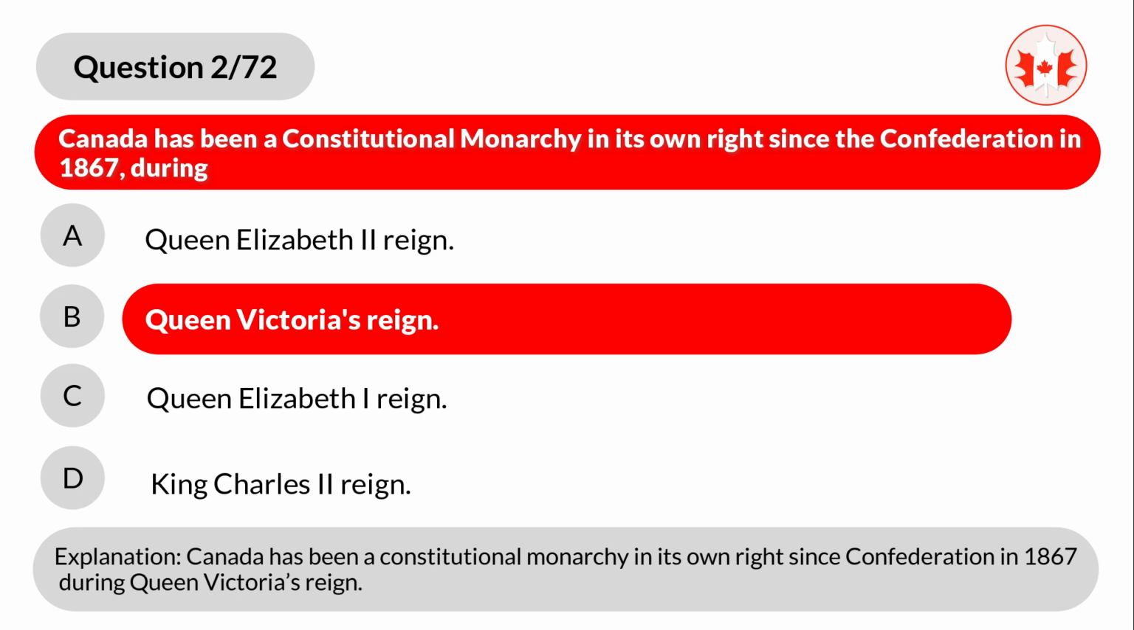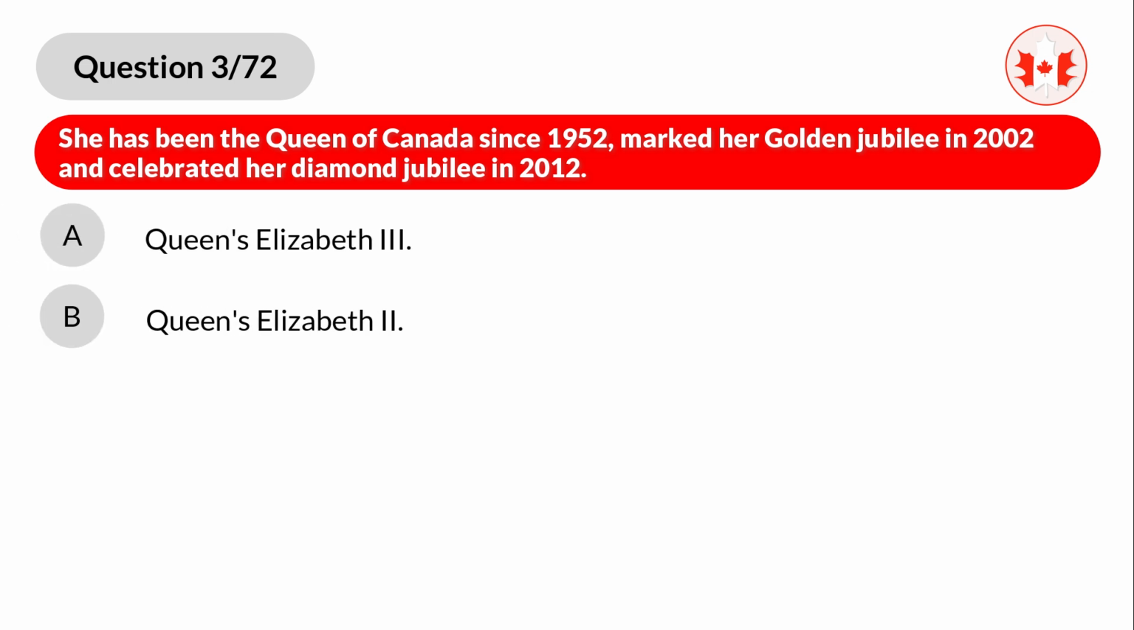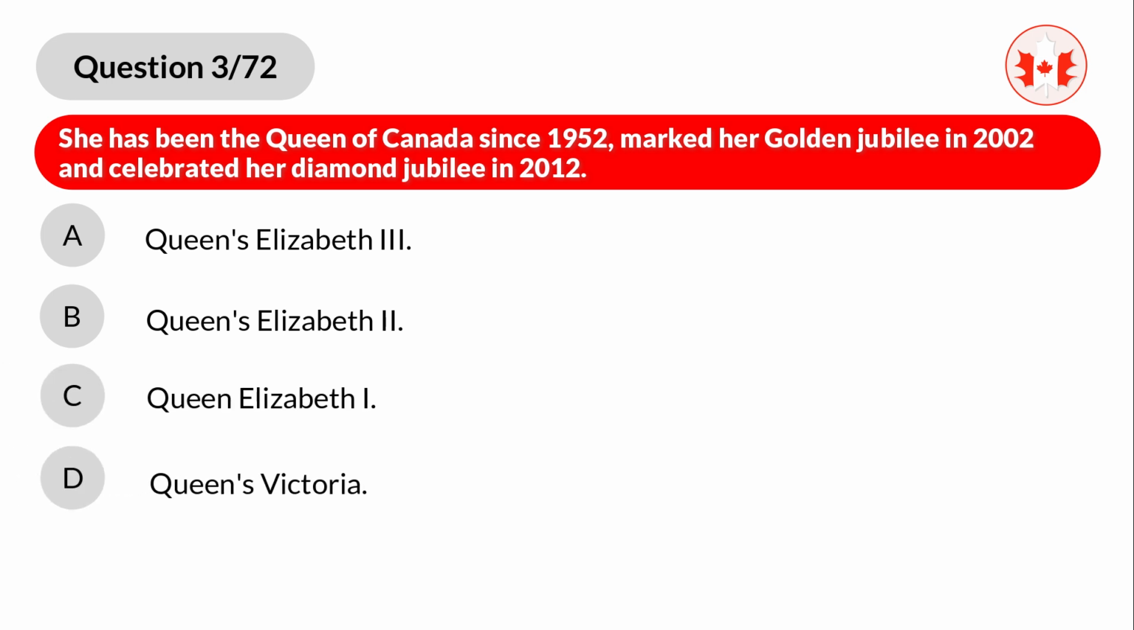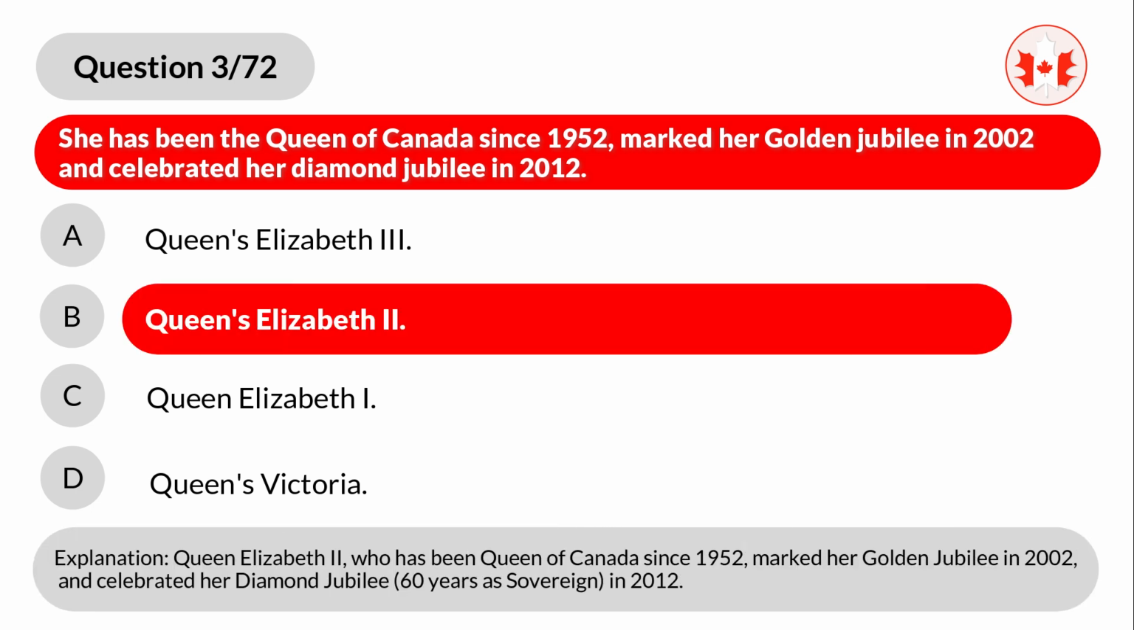Victoria's reign. Question 3. She has been the Queen of Canada since 1952, marked her Golden Jubilee in 2002, and celebrated her Diamond Jubilee in 2012? A. Queen Elizabeth III. B. Queen Elizabeth II. C. Queen Elizabeth I. D. Queen Victoria. The correct answer is B. Queen Elizabeth II. Explanation: Queen Elizabeth II, who has been Queen of Canada since 1952, marked her Golden Jubilee in 2002, and celebrated her Diamond Jubilee, 60 years as sovereign, in 2012.